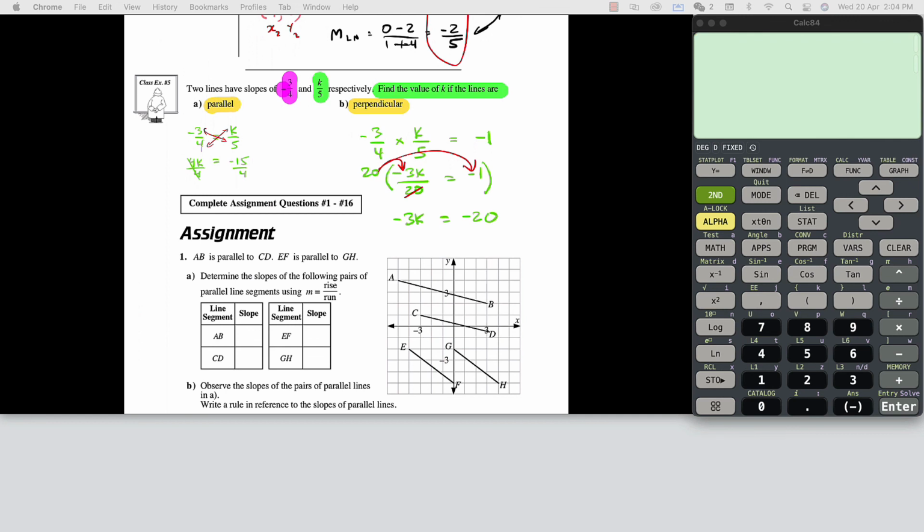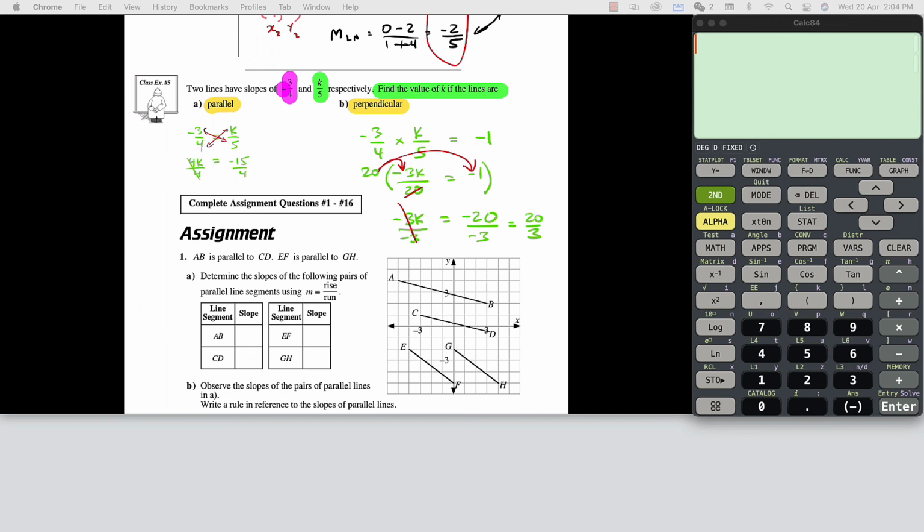So again, now we're just down to simple math or algebra. I'm just going to divide both sides by negative 3, which is going to cancel those negative 3's, leaving me with k equals negative 20 over negative 3. And because they are both negative, really we would simplify that to 20 over 3. And 3 cannot divide into 20 evenly, so in this case, the value of k for the perpendicular line would be an exact value of 20 over 3.